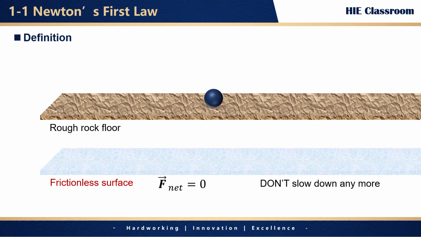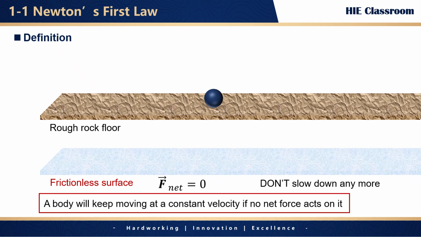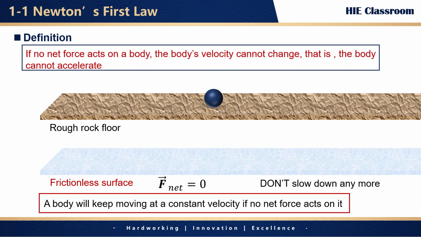So this gives us an important idea. If we observe that an object is moving across a surface with constant velocity, that tells us the net force acting on it must be zero. And from that, we come back to Newton's first law. If no net force acts on an object, its velocity cannot change, which means the body cannot accelerate.